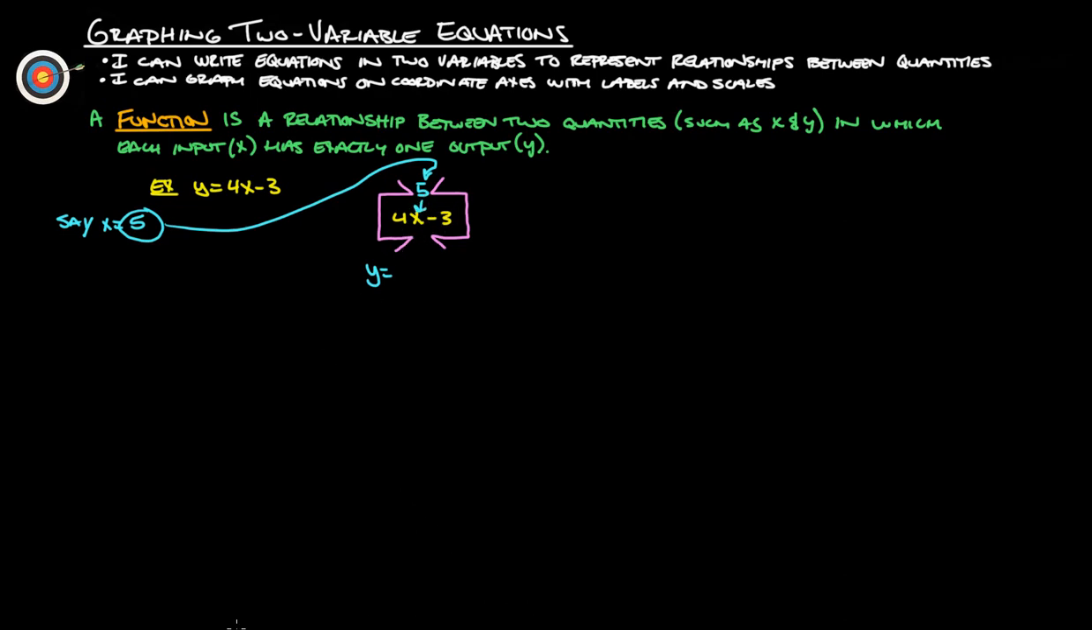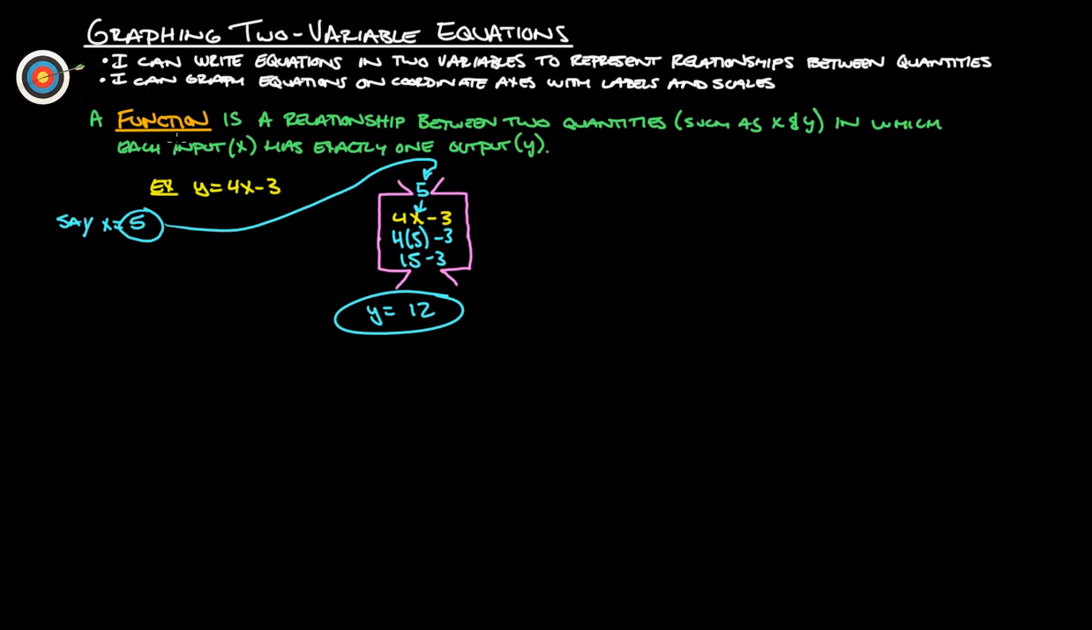So really what's happening here is this. Wherever we see an x, whatever goes into the function machine replaces all the x's. So that's really going to be 4 times 5 minus 3. So 4 times 5 is 20, minus 3 gives us 17.